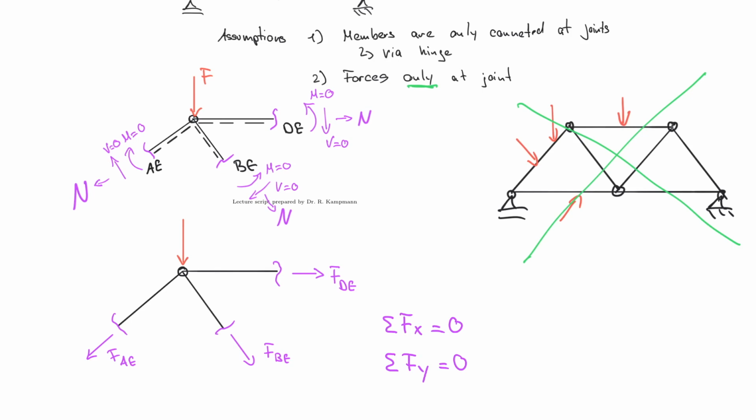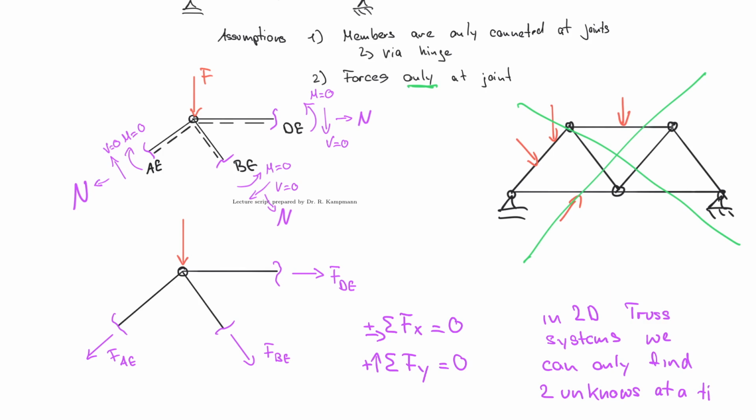So you see, we're taking a step back, right? So for now, we're not using the moment. And so therefore, we only have two equations because it's a 2D system. So in 2D truss systems, we can only find two unknowns at a time. And the reason for that is that I only have these two equations, but I will elaborate more on that as we move along. For now, it's important that we make the jump from internal forces here to only normal forces. And the reason for that is this condition that we only have forces at the joints.